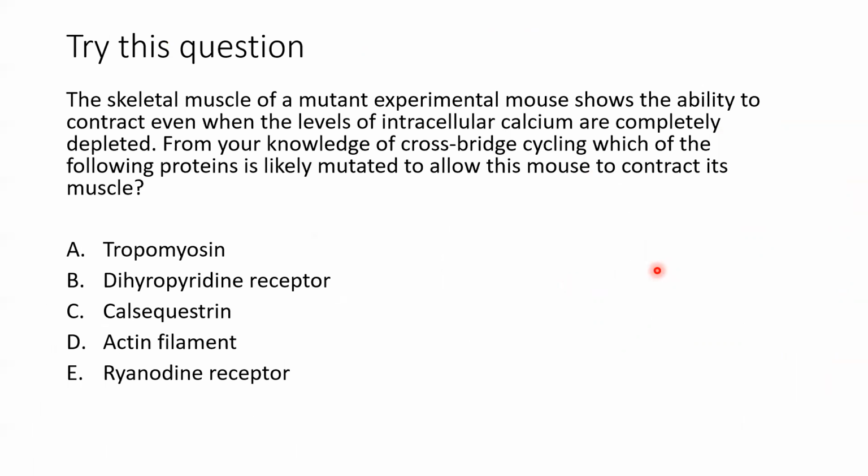You want to try this question? A skeletal muscle of a mutant experimental mouse shows the ability to contract when the levels of intracellular calcium are completely depleted. From your knowledge of phosphorylation cycling, which of the following proteins is likely mutated in this mouse or mice?